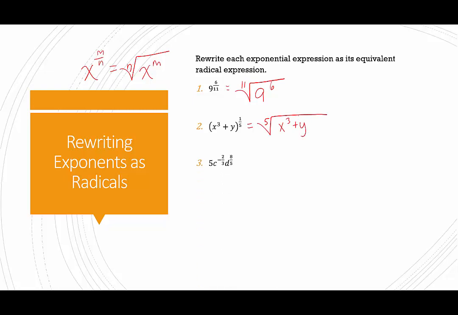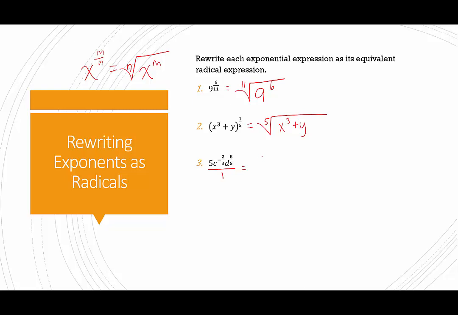Oh, here we have a curveball. We have 5 times c to the negative 2/3, d to the 8/5. For the negative exponent, remember what a negative exponent means. It means that that base actually doesn't want to be where it is. And so we could put this whole thing over 1. It would be in a numerator, and it wants the reciprocal of that. When we take the reciprocal, be very careful. We only take the reciprocal of the base.